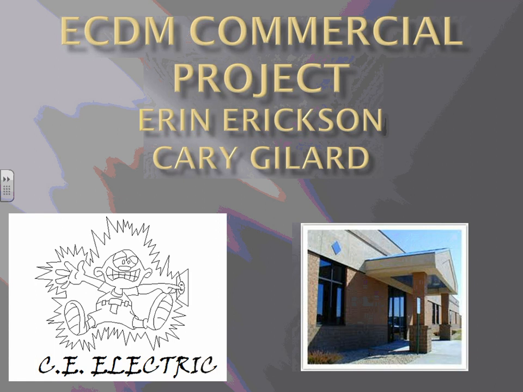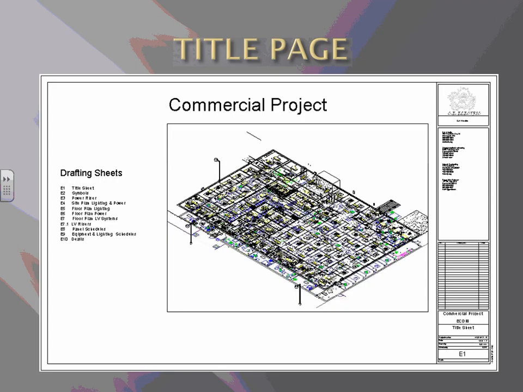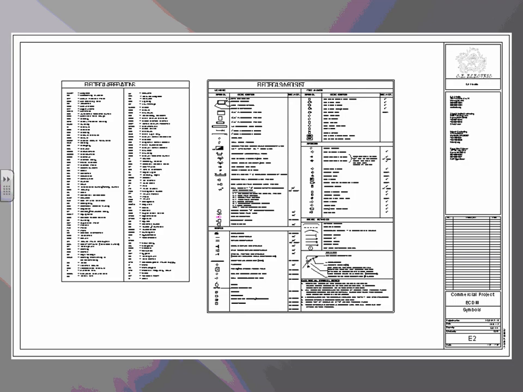I'm Kerry Gillard. We're CD Electric, and we'll start out with explaining E1 through E10. Just kind of a quick overlay of what we did here. This is the title sheet. It's actually the southwest view of the building, and then you'll have the drafting sheets, the 11 different sheets that are going to be in the drafting sheet. E2 is our symbols, which I will explain a little bit more in depth.